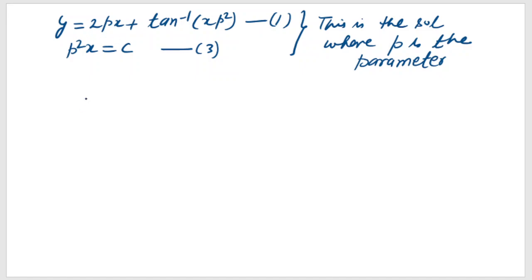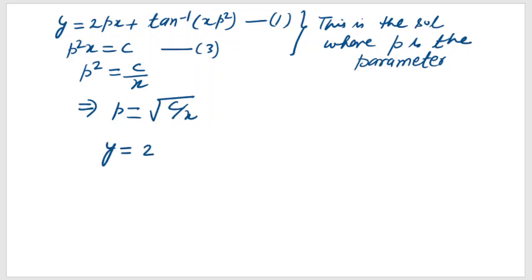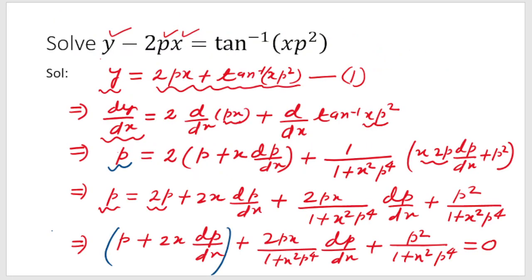But in this case it is easier to eliminate p. So how can we eliminate p? We can write p square is equal to c by x, and so this will give me p is equal to under root c by x. So from equation 1 I will get y is equal to 2x. In place of p I can write under root c by x plus tan inverse, and xp square is nothing but c. So this is my answer. Some students can also say that this is your answer, but since it is easier to eliminate p here, we can eliminate p and get the solution. Okay. So I hope you have got the process.